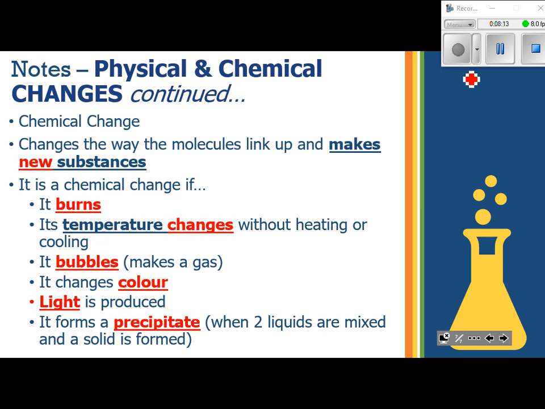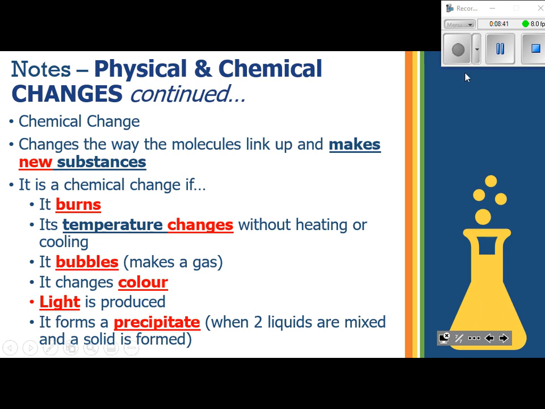It bubbles or makes a gas. Okay, it might change color, so I might put in tin foil and a blue liquid, and I get kind of a red solid out. Okay, that's a change in color. Light's produced, so again, if it's burning or light's producing, or it forms a precipitate. So this is a new term that you should be familiar with. This is when two liquids are mixed and I get a solid. Okay, that's called a precipitate.